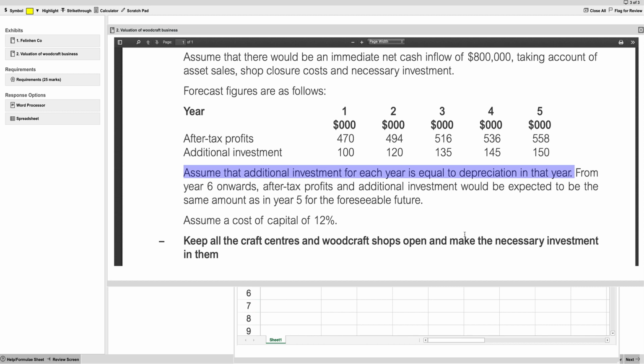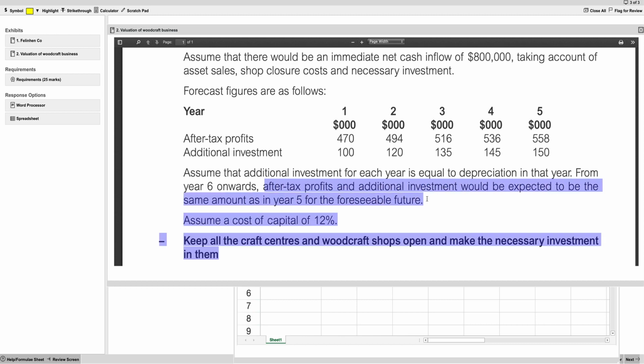So we know that the additional investment equals the depreciation, so I can ignore both of them really. Okay, so that's that. And then it says from year 6 onwards, after-tax profits and the additional investment would be expected to be the same as year 5. And the cost of capital is 12%. So back to my spreadsheet again.